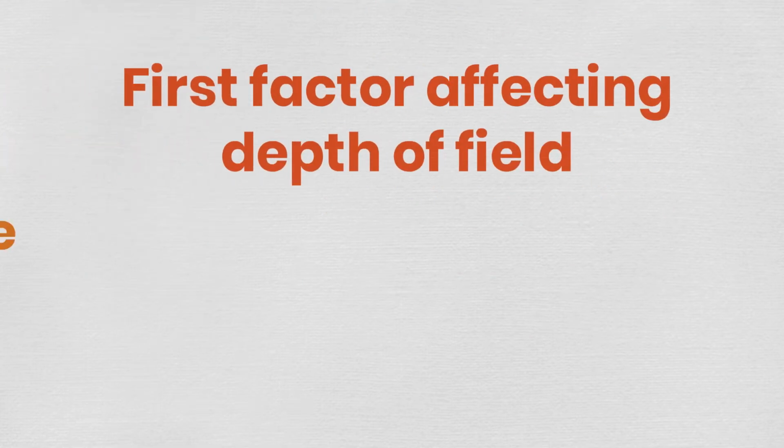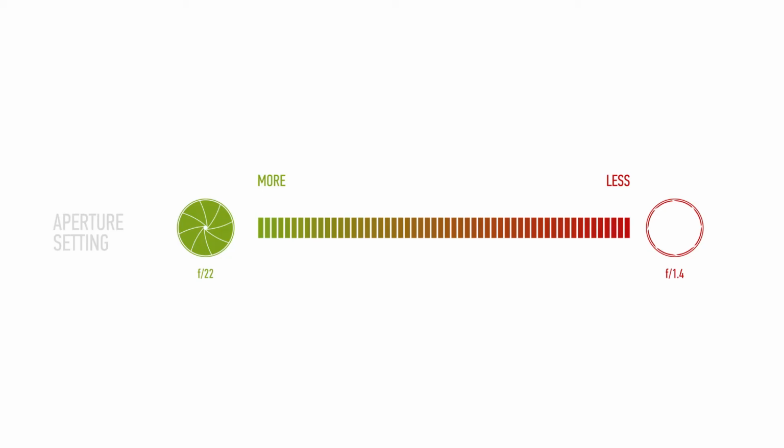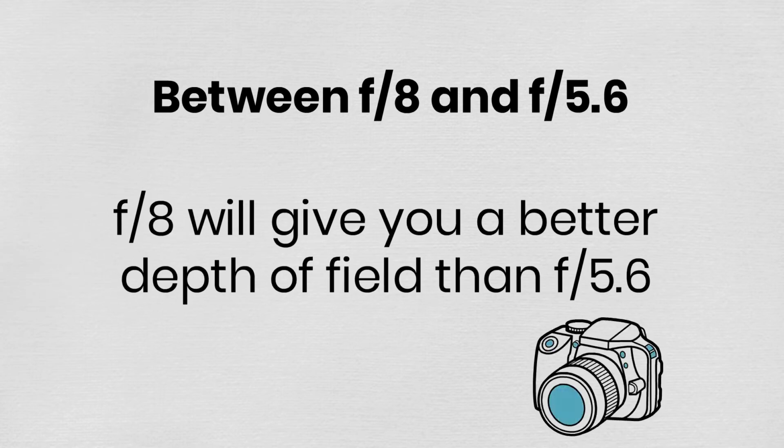The first one is the aperture. Smaller the aperture opening, greater will be the depth of field. In a camera lens having from 1.4 to 22, at 1.4 you will have the least depth of field and at 22 you will have the maximum depth of field. Between 8 and 5.6, 8 will give you a better depth of field than 5.6.